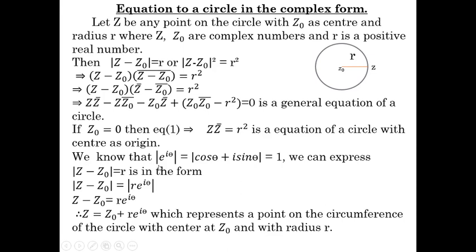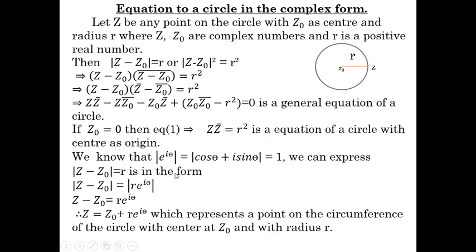Again, we know the mod of e to the power of i theta. By Euler's formula, e power i theta can be written as cos theta plus i sin theta. Modulus of cos theta plus i sin theta means the square root of cos square theta plus sin square theta. Cos square theta plus sin square theta is 1. Root of 1 is 1.